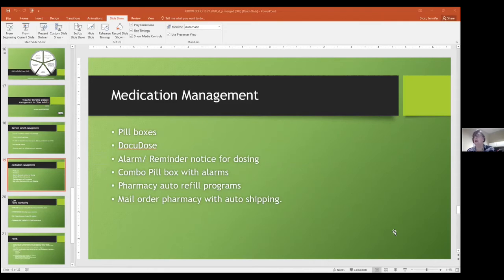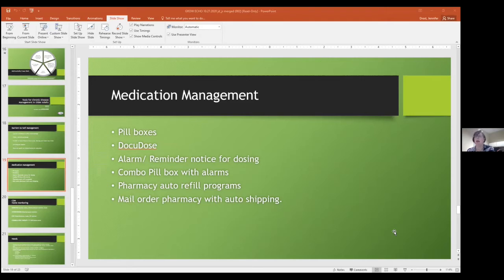So some of the tools that you can use are just a pill box. And it's helpful if somebody can help them manage their pill boxes and put the right pills in the right day and the right times and all that other stuff. DocuDose or prepackaged doses from the pharmacy is a great way to do that. Again, it's always, do they remember to take them at the right time?